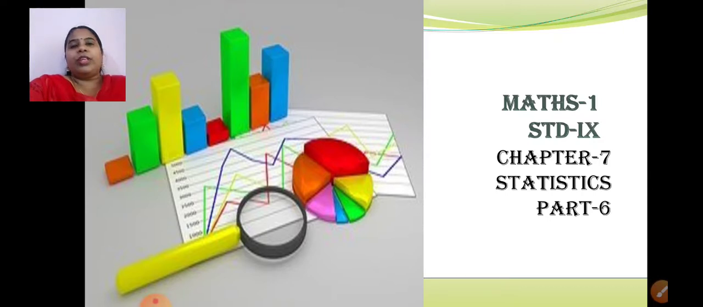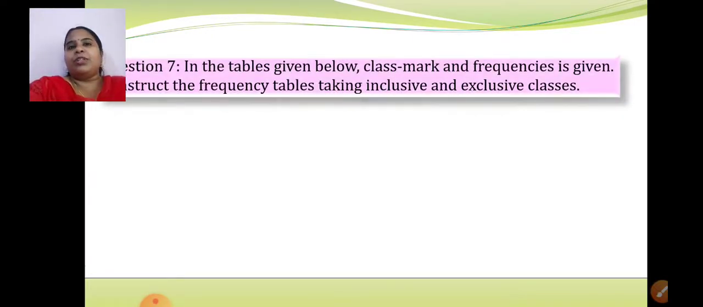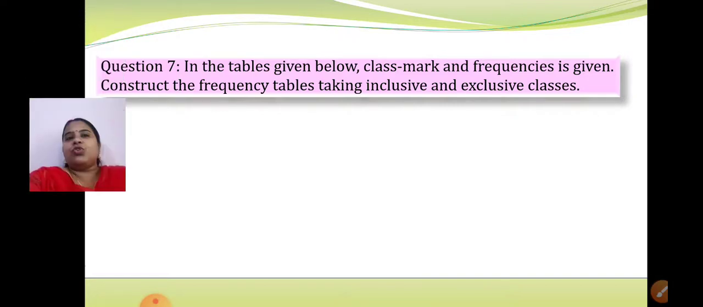Let us continue with our 7th chapter, that is Statistics, Part 6. In this session, I will be taking sums from practice set 7.3. That is question number 7. Let us see what is the question.